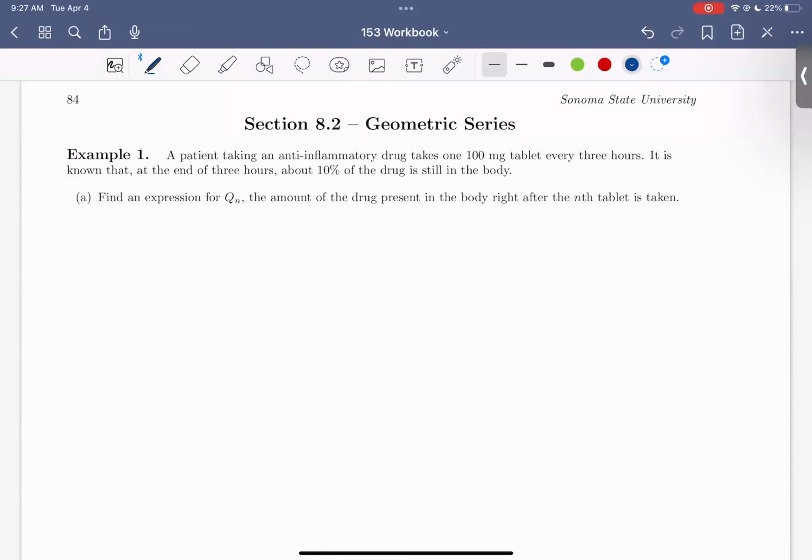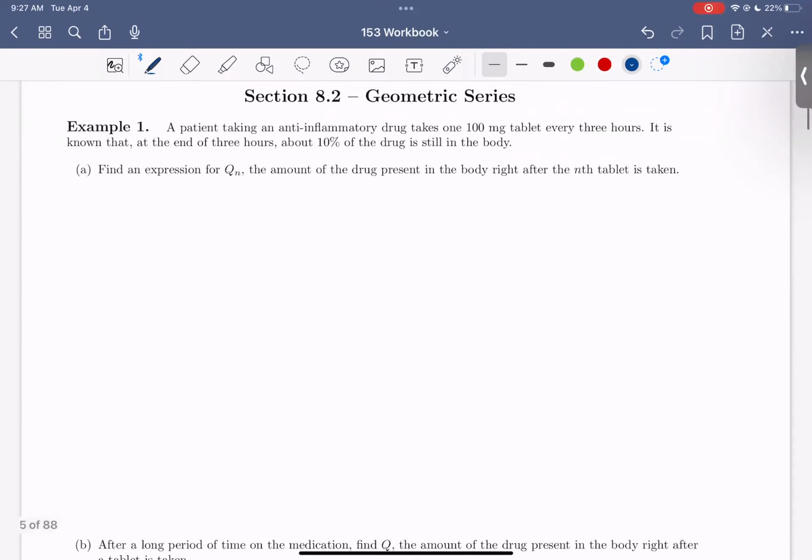Hello, everyone. In this video, we're going to begin section 8.2 on geometric series. So in this section, we're going to see the definition of series and a particular type of series called a geometric series. But before looking at that definition, I want us to get started with example 1, where we're introduced to this topic in a context. So let's look at that example.